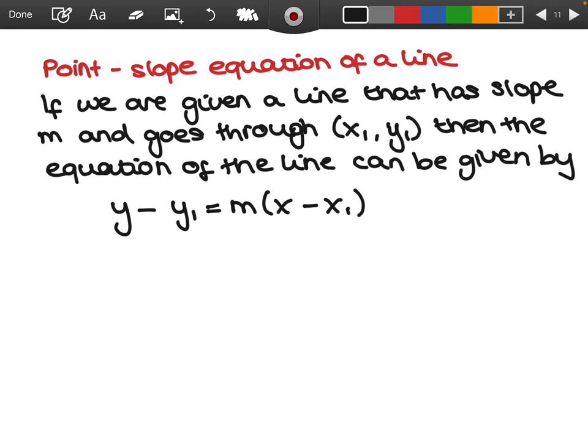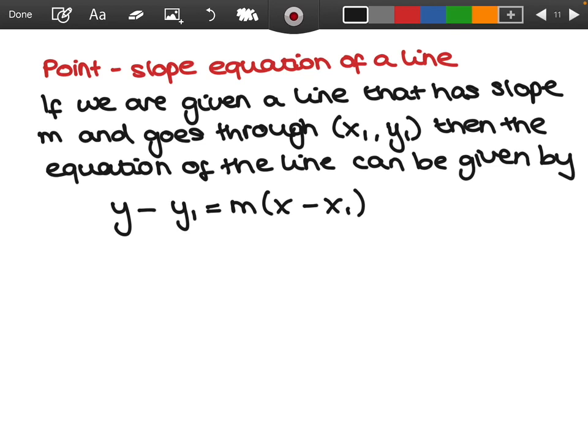As I said before, this is a great starting point if the two pieces of information that you are given are the slope and one particular point. You can then always rearrange it into either slope-intercept form or the general equation of a line. That's absolutely up to you, and it also depends on what the question is asking. But this is always a great starting point if those are the two pieces of information that you are given.